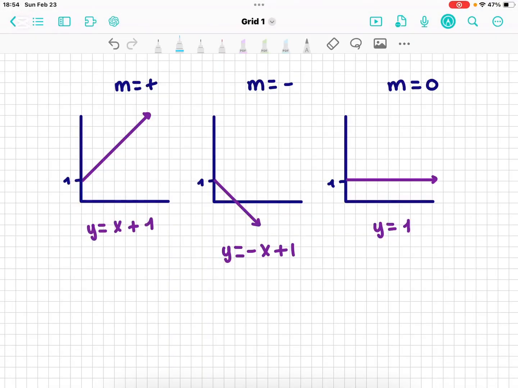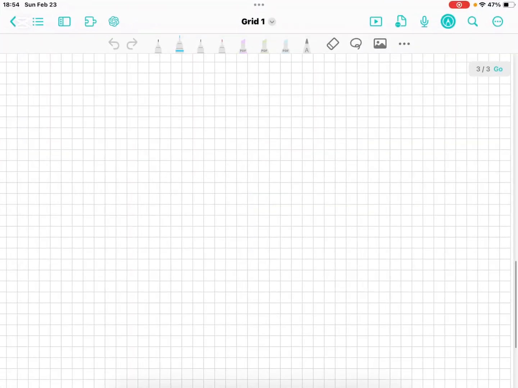Here we have 3 different examples for 3 different cases. For a positive slope like y equals x plus 1, the line will go up from left to right. For a negative slope like y equals negative x plus 1, the line will go down from left to right. And if the slope is 0, like y equals 1, where we only have our y-intercept, then the line will be perfectly horizontal. To better understand this, let's graph an equation with a negative slope from scratch.